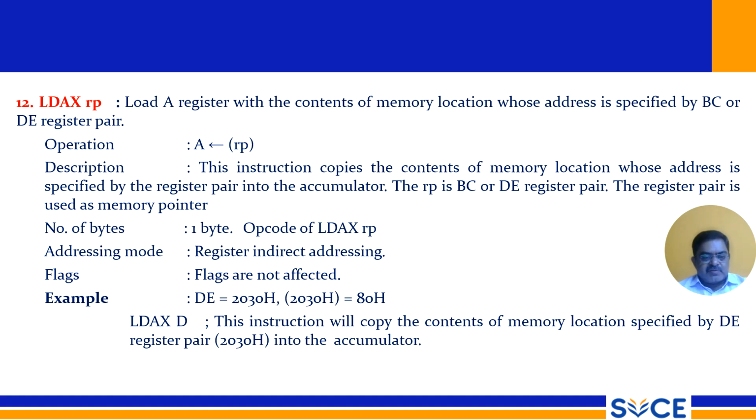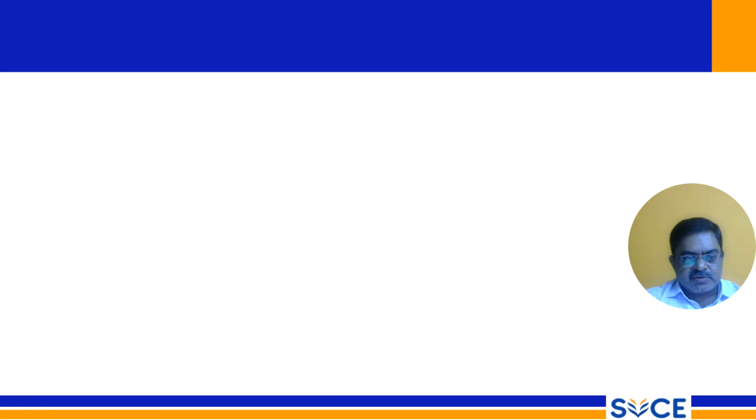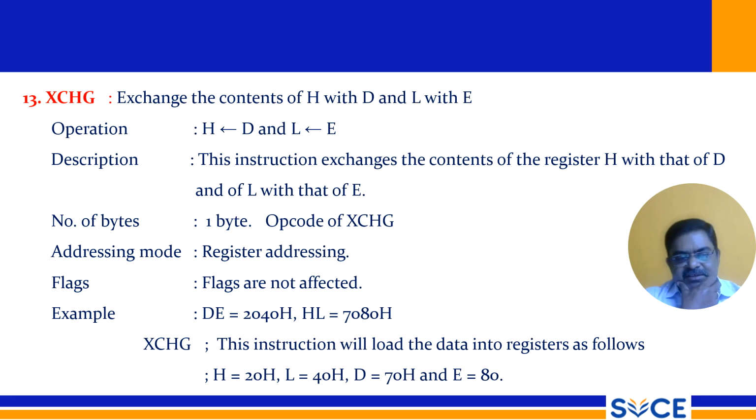LDAX RP is very similar to the STAX RP. In the case of LDAX, the data flows from RP to A, and in STAX it flows from A to the RP address, where the contents of A will be stored. So that is the only difference. Next is the exchange type, that is exchange XCHG.